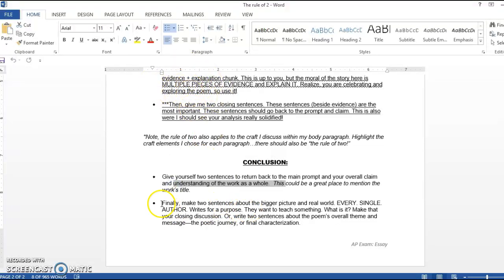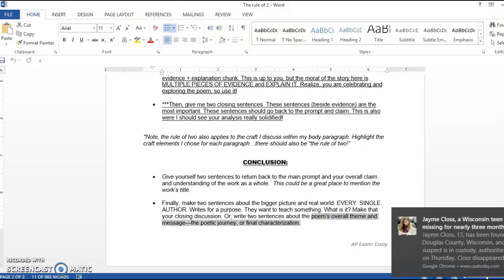And then a lot of kids struggle with what to do for the conclusion. Title analysis is really good. That's up here. I think another really exceptional way to round out is to look at what the writer's overall intention is. They always write for a purpose. What is that purpose? Identify it for your reader. Or you could talk about the poem's overall focus or theme. A lot of kids get punny and they play off of the word choicing in the poem, and that's really clever too.